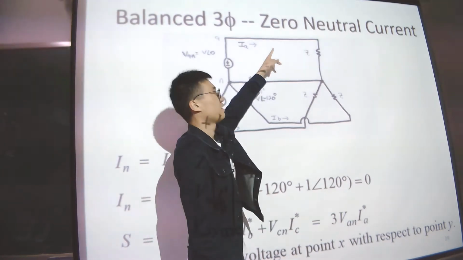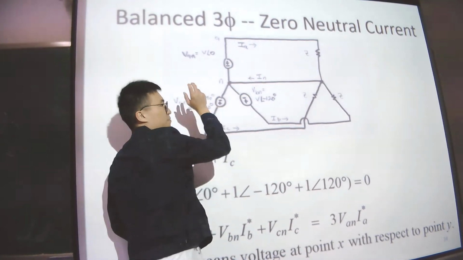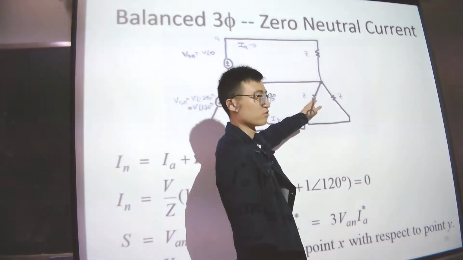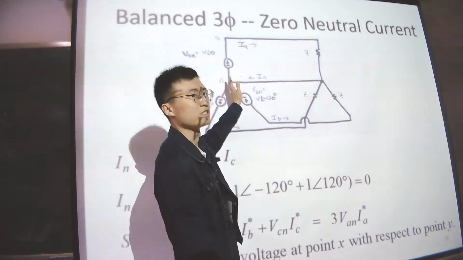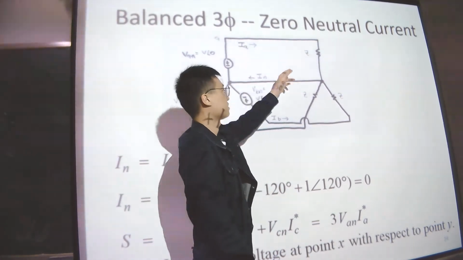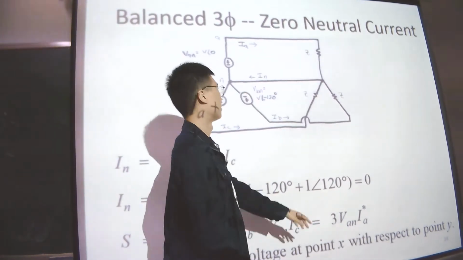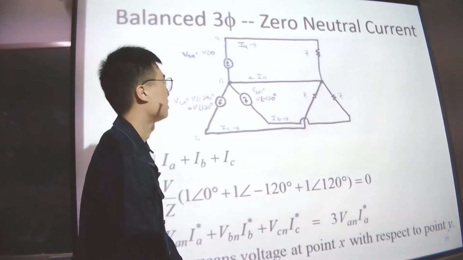Yes, this is the phase. We call it the phase, right? It can be either the source or the node right here. And the lines are the connection between the source and the load, here and here. We are not going to analyze this neutral line here.